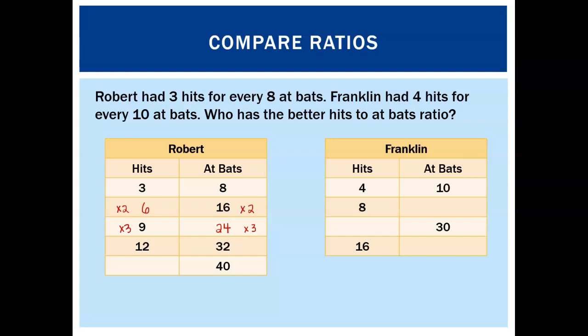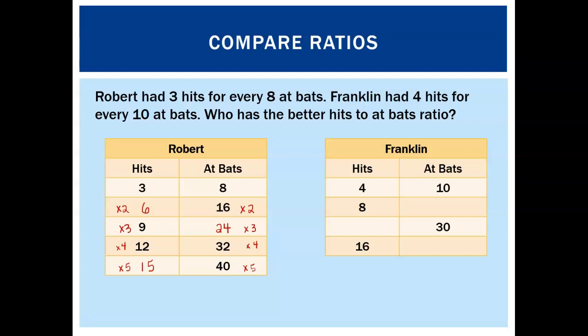To go from 8 to 40, we'd multiply times 5, and in the hits column, we'll also multiply by 5, and we find that Robert has 15 hits for every 40 at-bats. We could continue the table in this manner, but hopefully we'll have enough information to answer the question. We have to find a place where both Robert and Franklin have an equal number of at-bats.